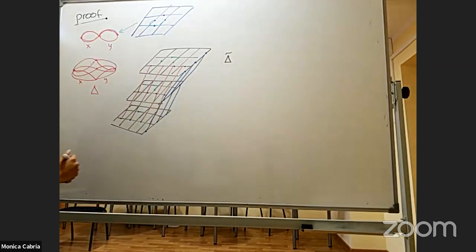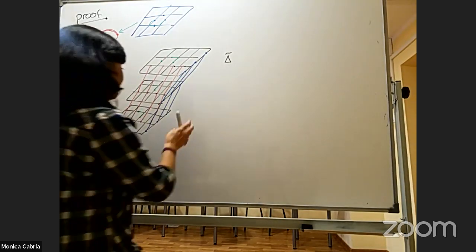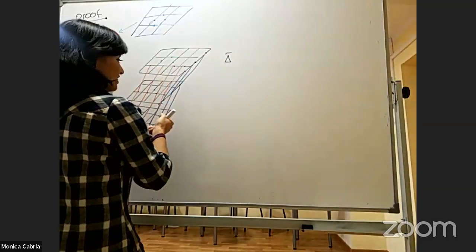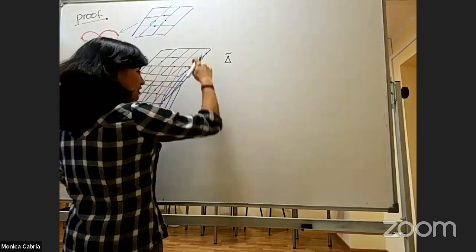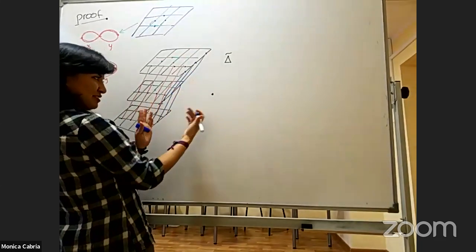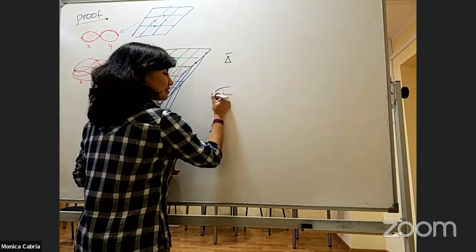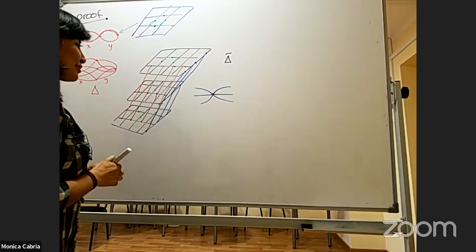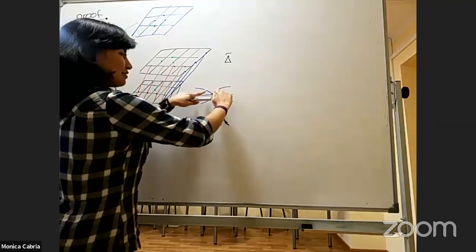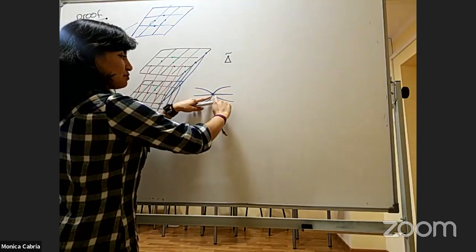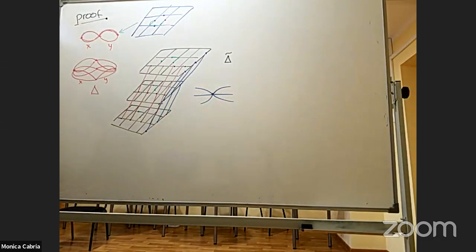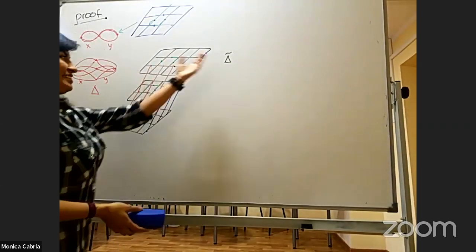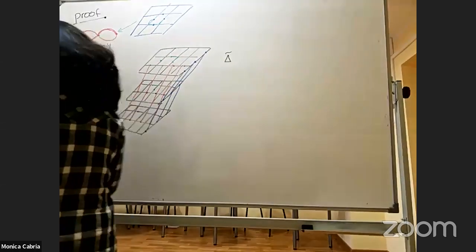Here. Okay, and actually, if we see it from the side, it would look something like this. After these identifications, it has three copies, kind of a spider: this is the first copy, this is the second copy, and this is the third copy. So this is how our delta tilde works.